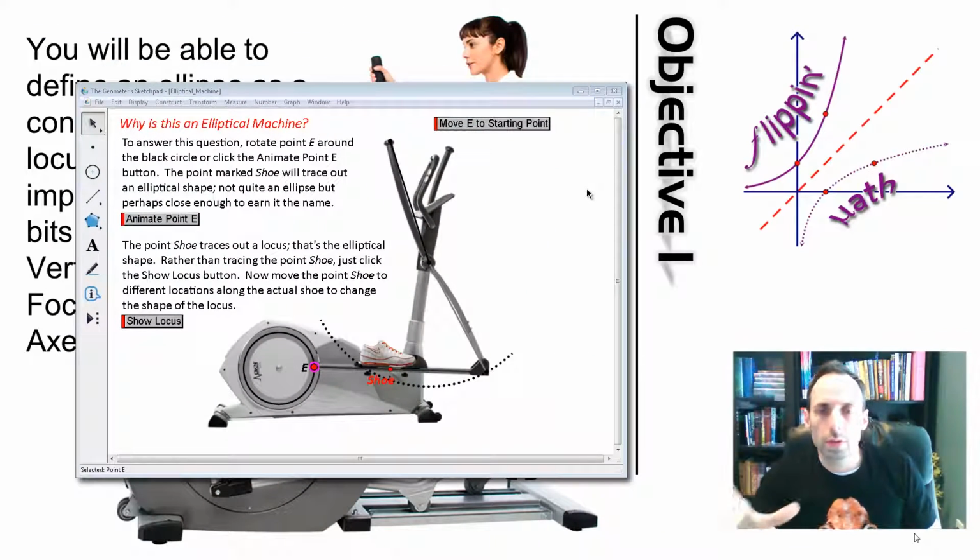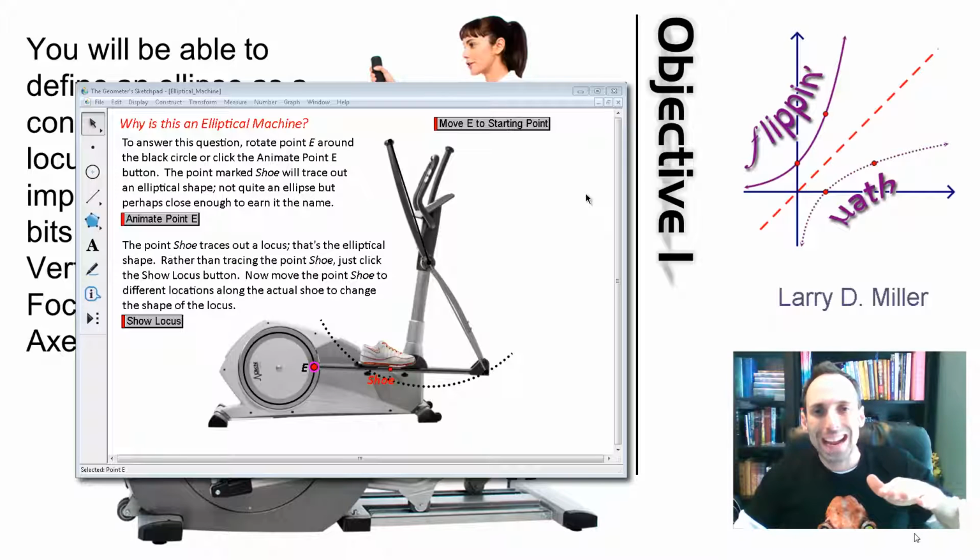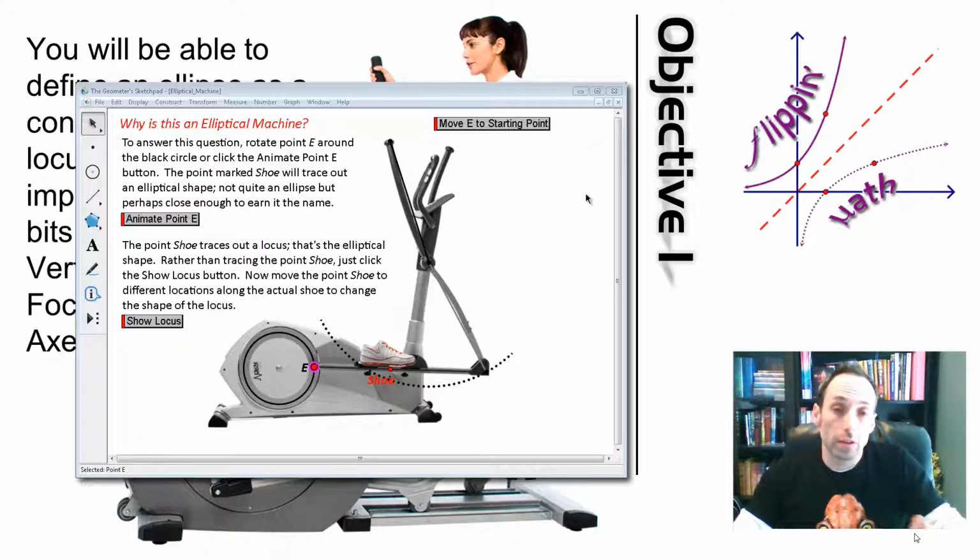Alright, so the story goes like this. There was an engineer who was watching his daughter run, and he noticed that the normal path that his daughter's foot traced out as she was running looked like an ellipse. So he put that together to make this thing called an elliptical machine that mimics the more natural movement of your foot as you run, and it gives less pressure on your knees and stuff than traditional running does.